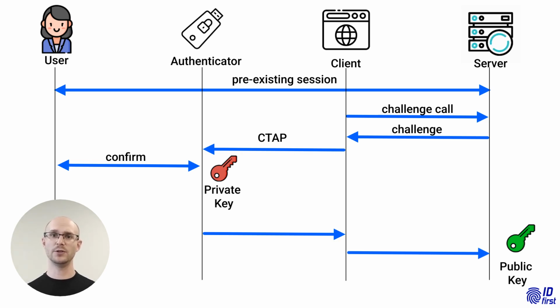Importantly, the authenticator also saves the domain of the registration, for instance, delicious.com. This way, it can track which key belongs to which service.